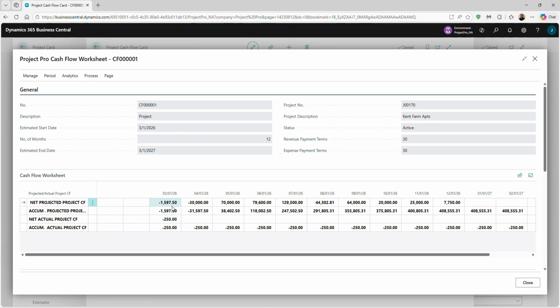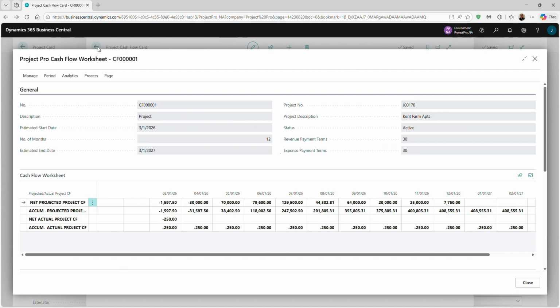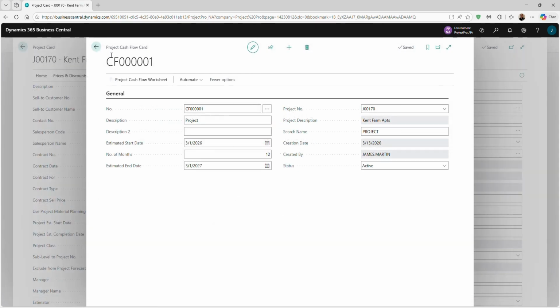We also have the option to run analytics, offering graphs and charts that depict cash flow projections, accumulated projected bills in, accumulated projected out, and more in a visual format. And that's a high-level overview of project cash flow.